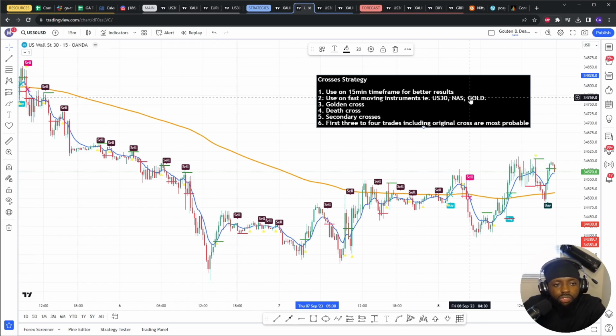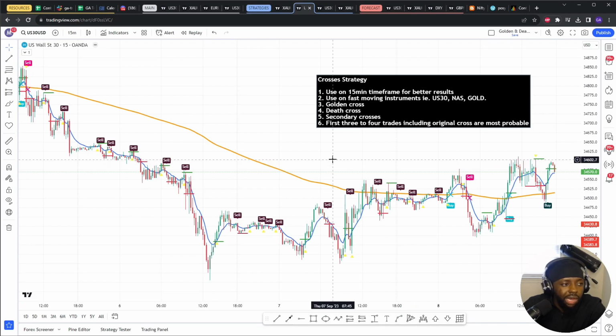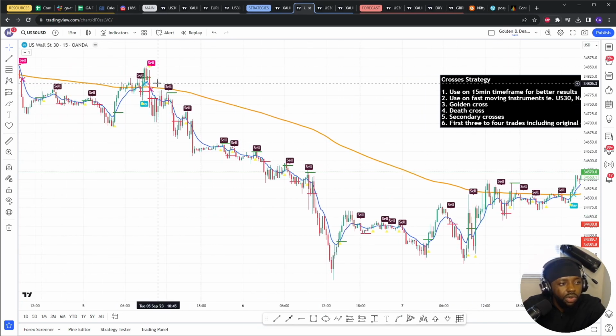Use on fast moving instruments, US 30, NAS or gold. Look for the golden cross, death cross, or secondary crosses. And again, first 3 to 4 trades, including original cross, are highly profitable. So for example, here, the first cross right here in this sell trend was this death cross.